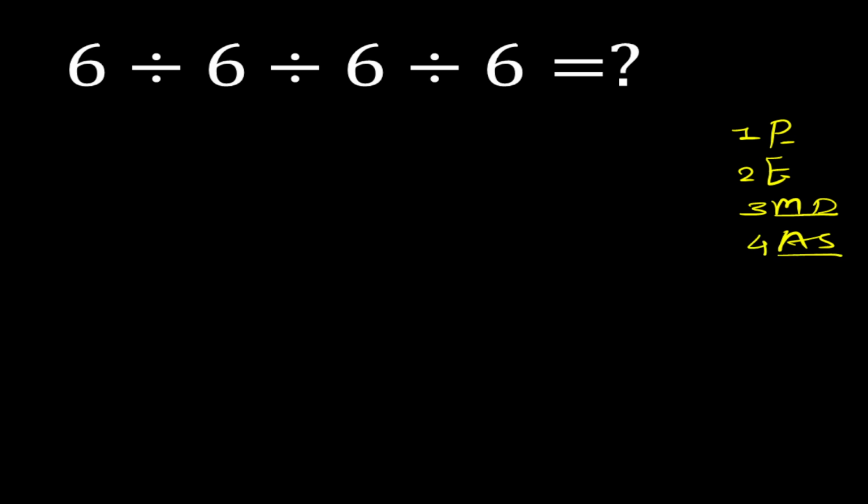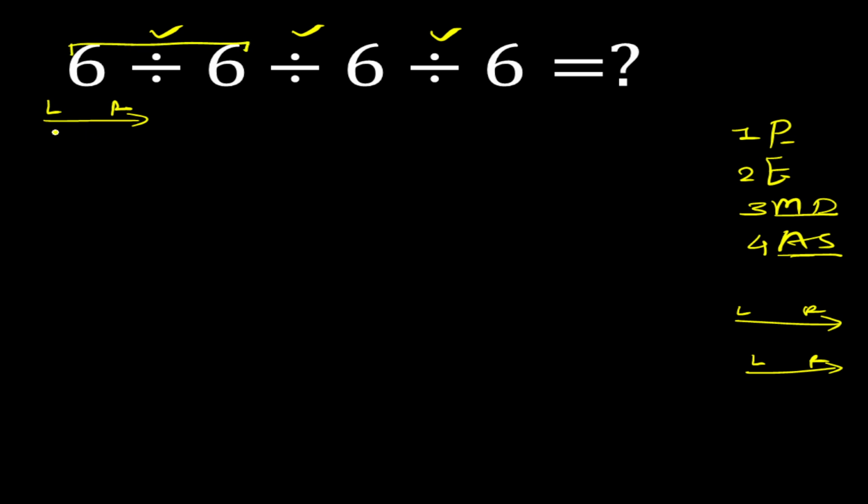But here multiplication and division both have equal priority, so we have to solve it from left to right. And addition and subtraction also both have equal priority, so we have to solve it from left to right. So here we have one division, here division, and here division, and all have equal priority, so we have to solve it from left to right. So first we have to solve this division, right?